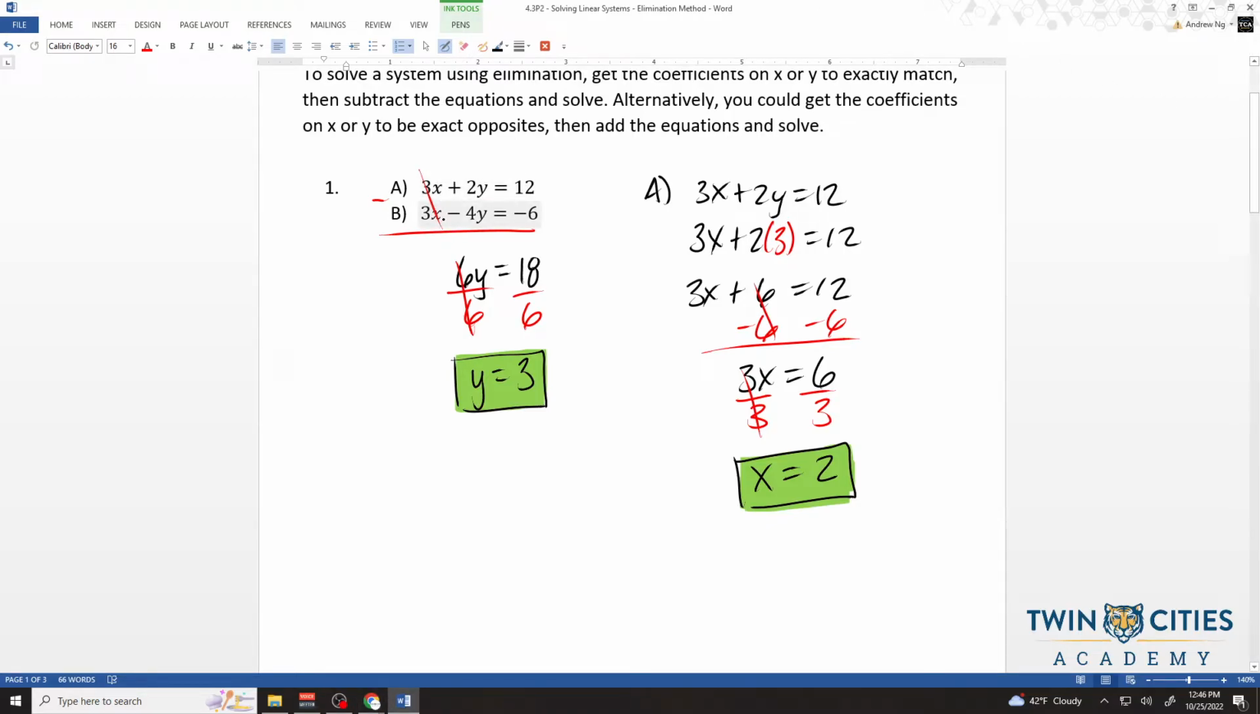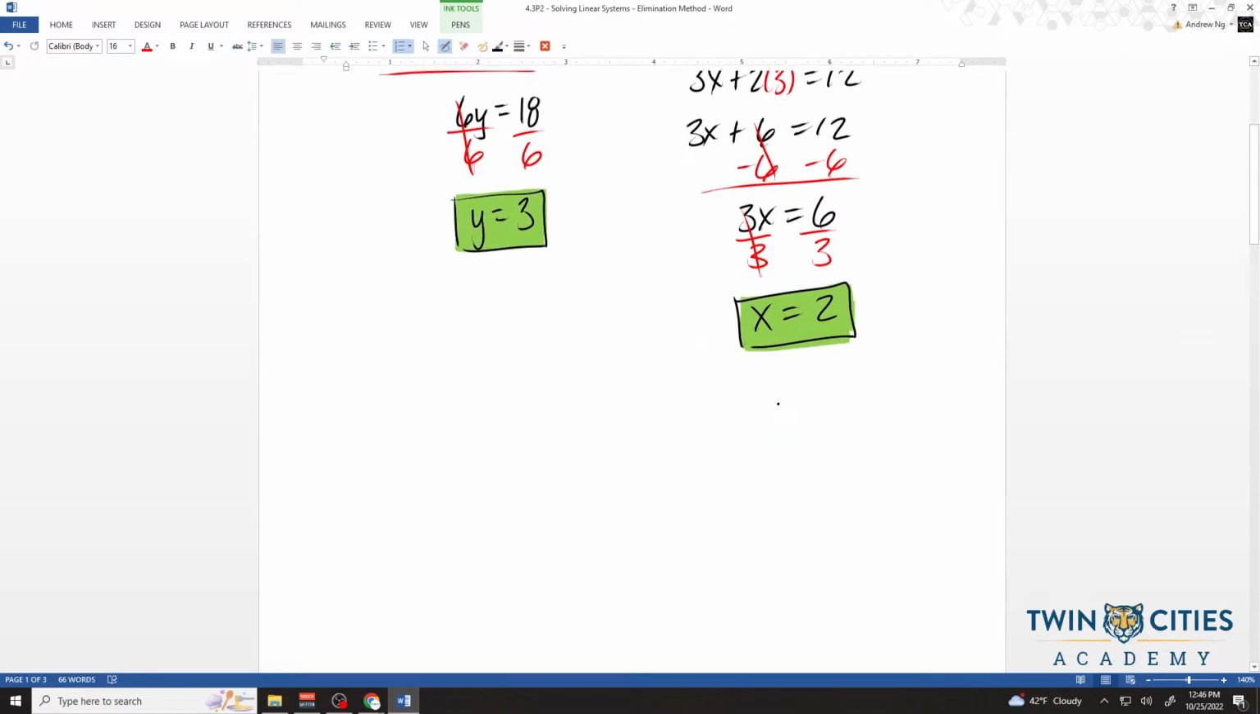Now this one was pretty easy because 3x already lined up with this 3x. Let's look at one where it doesn't do that to start off with.